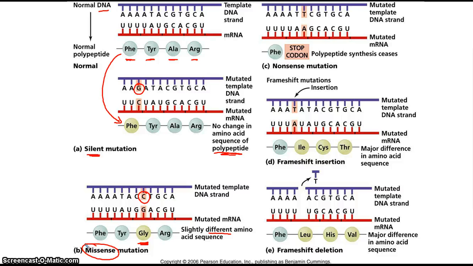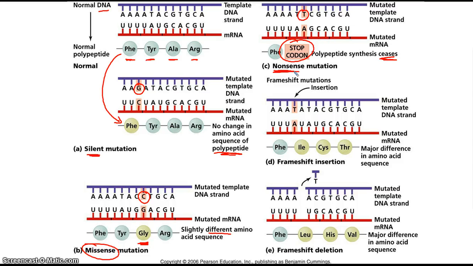And then here's another example up here. Right here, we're supposed to have an A, and we get a T. That codes not for an amino acid, but for a stop codon. That's bad because now the polypeptide, the protein synthesis ceases. This is called a nonsense mutation because we don't get a protein. There's no protein produced. Okay.